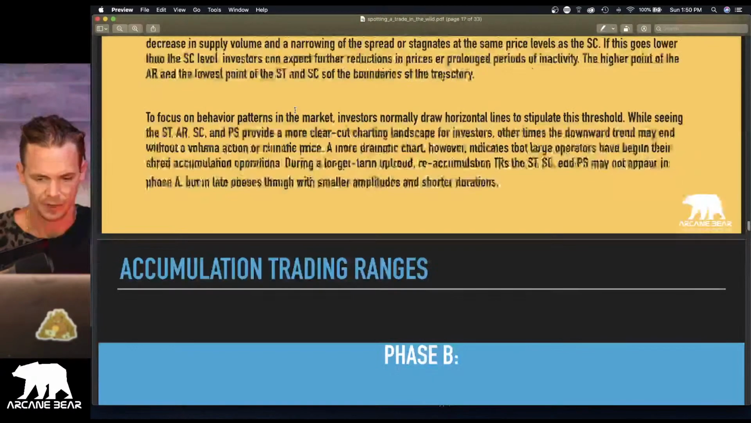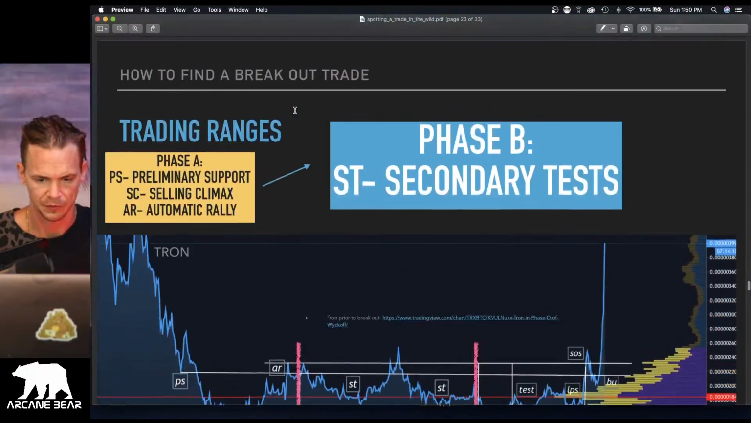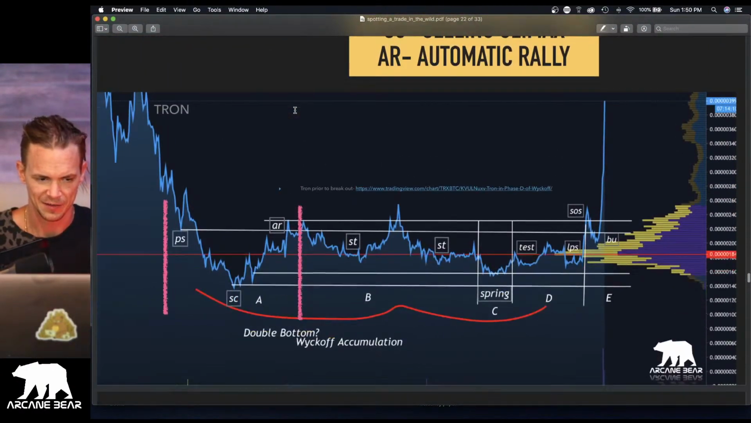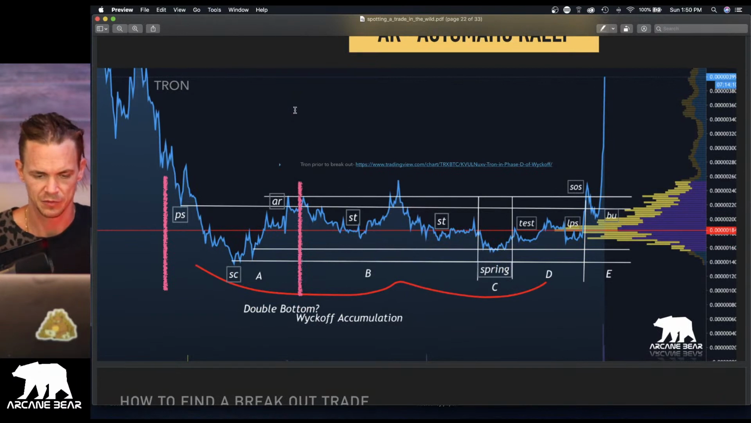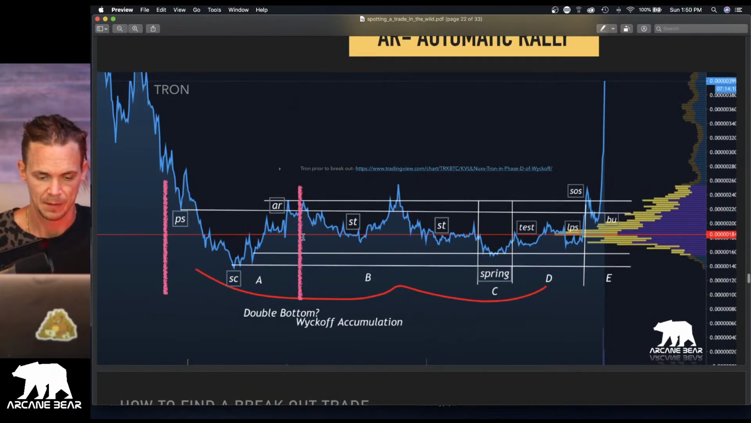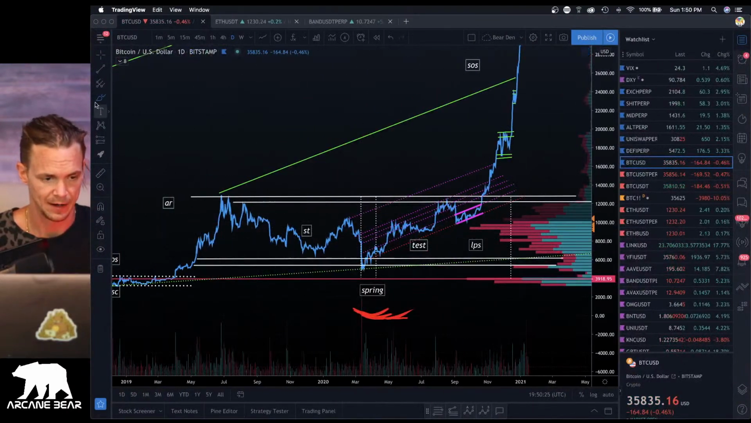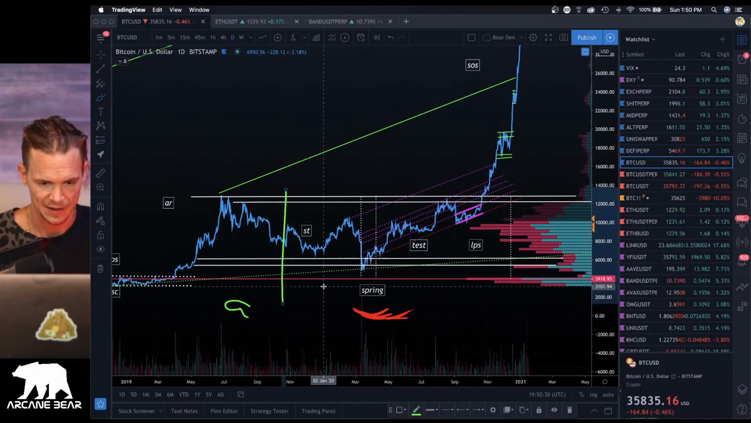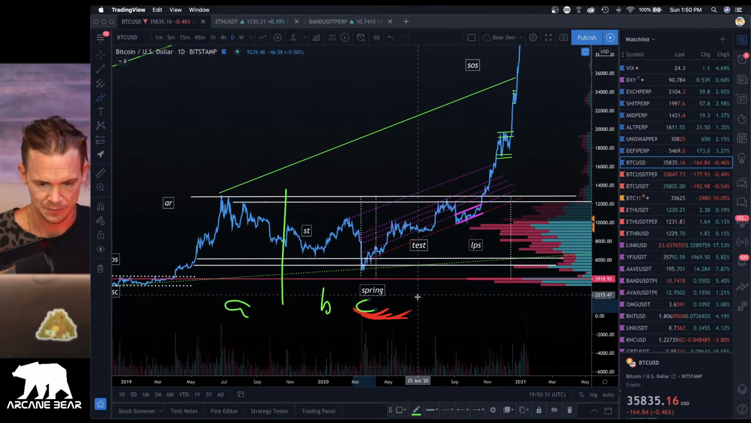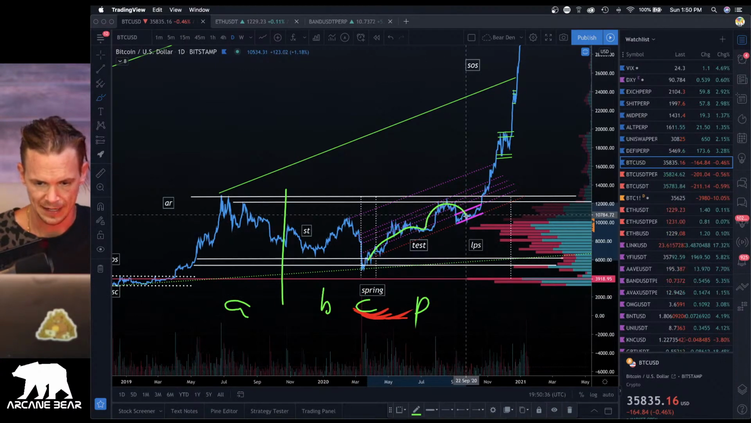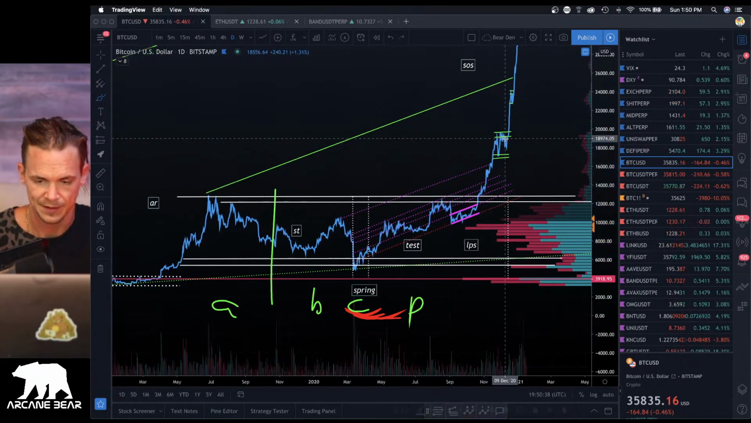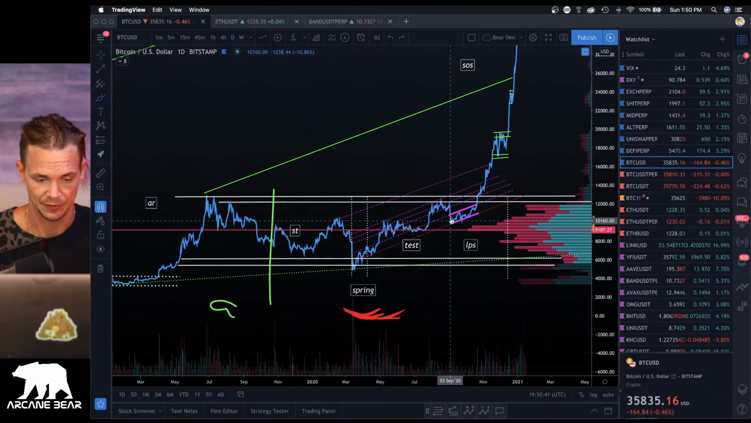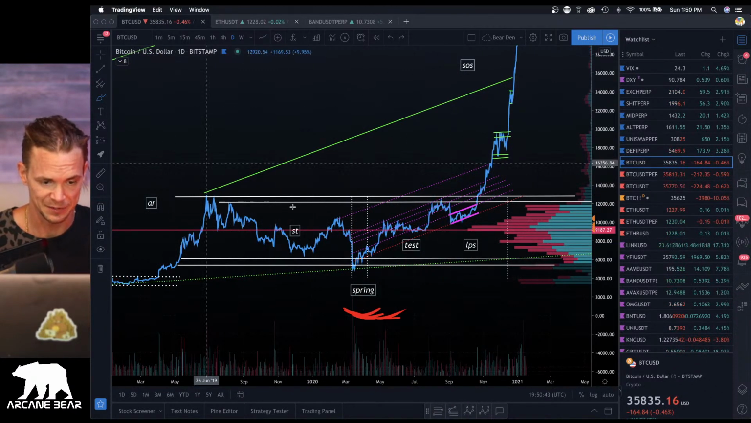Actually, hold on. Let's see. I've got some better ones drawn up. So again, this was Tron. It doesn't really matter which token you're looking at. They're represented by our areas of A, B, C, D, and E, and that's what we see here. We had phase A, phase B, phase C, our spring, phase D, which was represented by the test, our first LPS, and then the primary SOS. Now, we've been in a primary SOS since we left the box, which is actually pretty impressive.